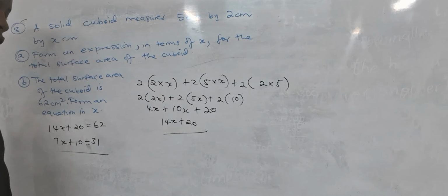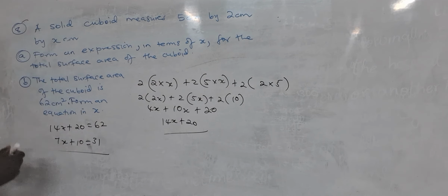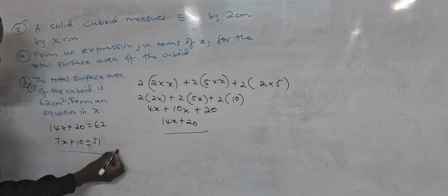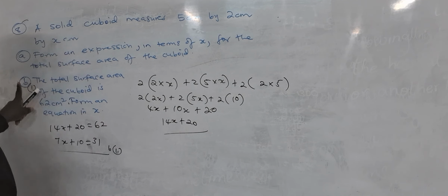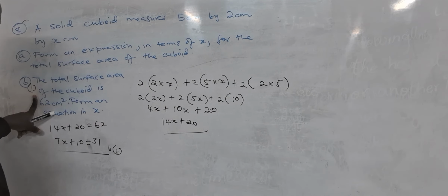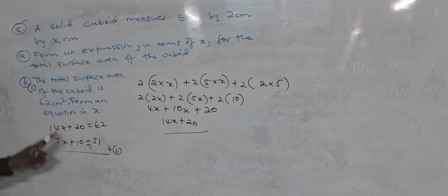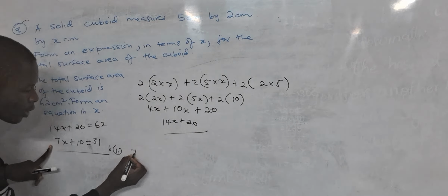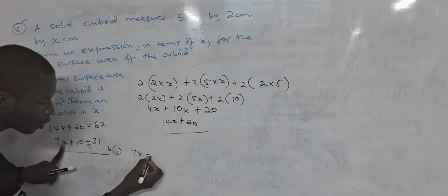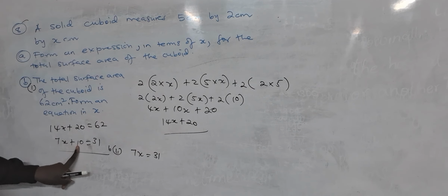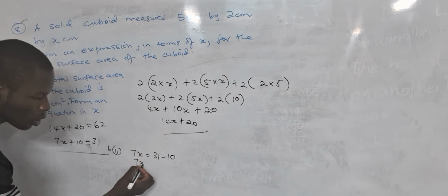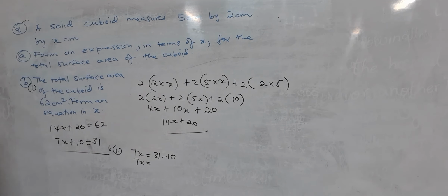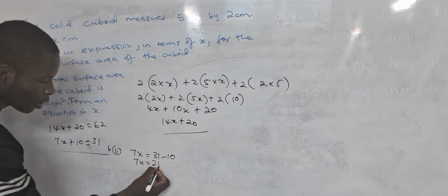Let's move on to the next question. This is part number 2 of B. Solve the equation in B part I to find the value of x. Now, in order for you to find the value of x, 7x plus 10 is equal to 31. You bring this 10 to this side. So this is minus 10. So 7x is equal to 31 subtract 10. What is the answer? 21.